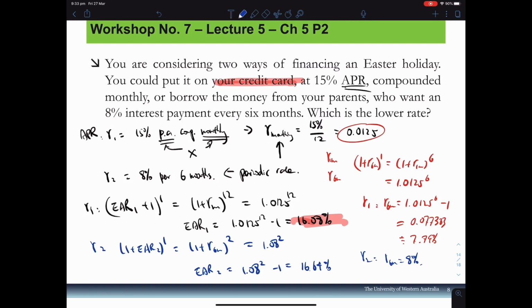Which one's lower? This one's lower. So your conclusion should be the same, right? Doesn't matter which frequency you want. You can compare them on a 6 months basis. You can compare them on a yearly basis.